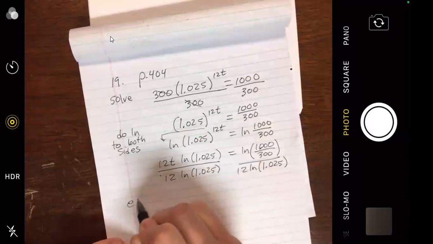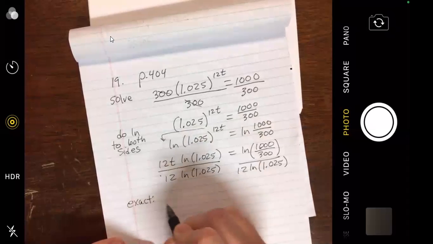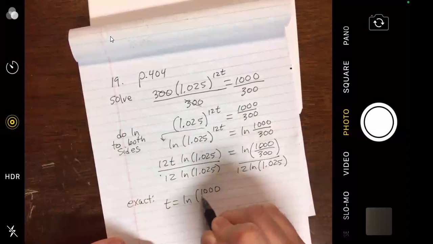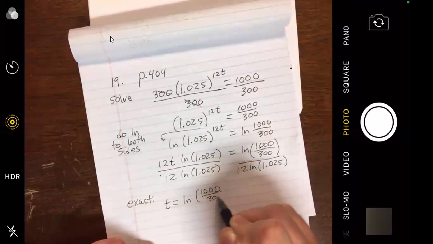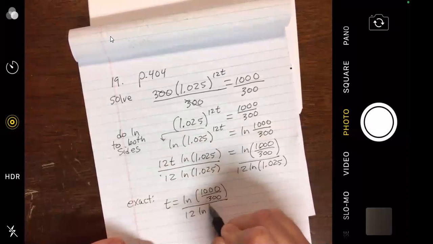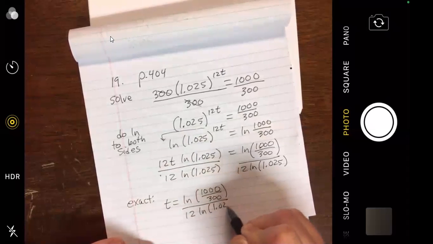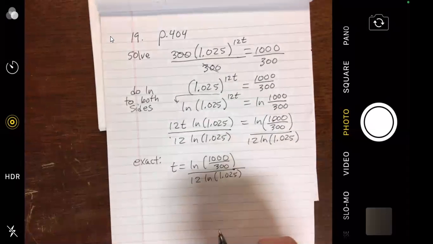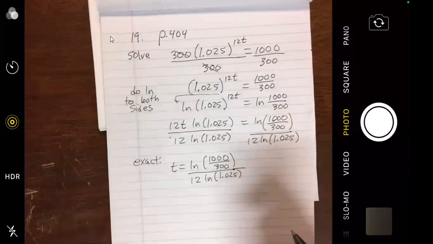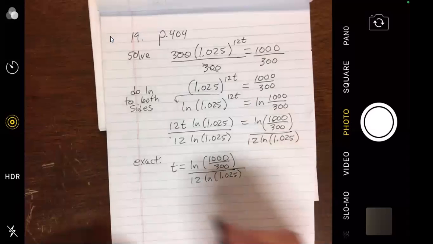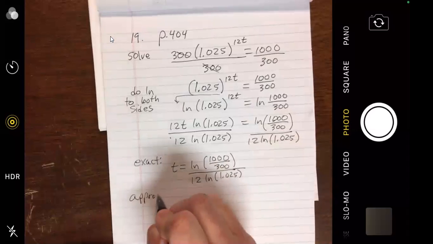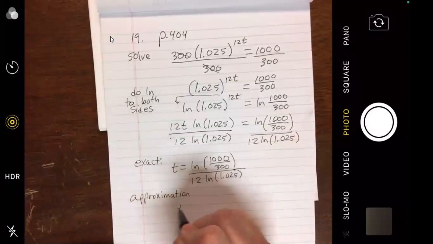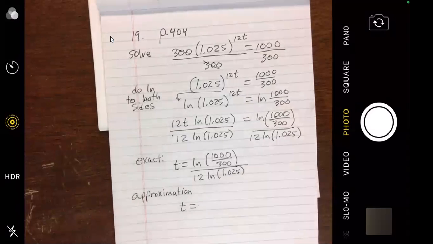And I get an exact answer of ln of 1,000 over 300, divided by 12 ln of 1.025. That probably looks nothing like the book's exact answer. Who knows what they got? I'll just do the approximation. That's all I would, if I were you, I would mess with. Because the approximation should match.